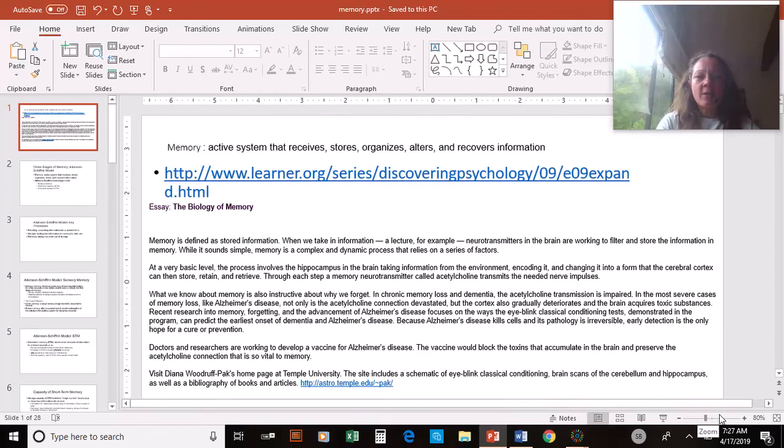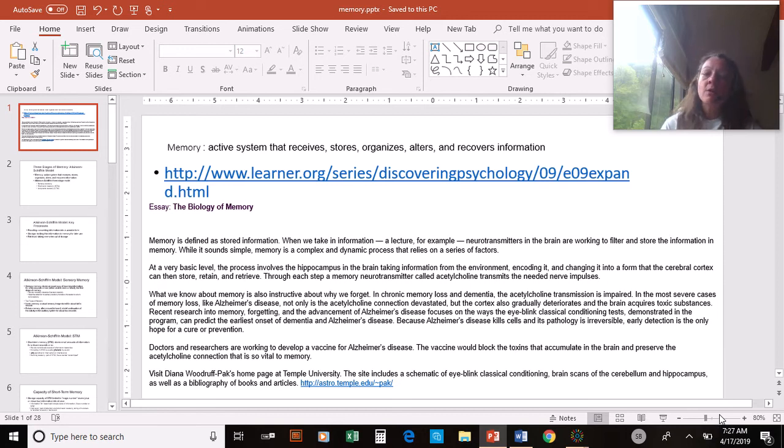Class, in this lecture, we are going to look at memory. We define memory as the active system that receives, stores, organizes, alters, and recovers information. So basically, memory is just that: stored information in our brains.